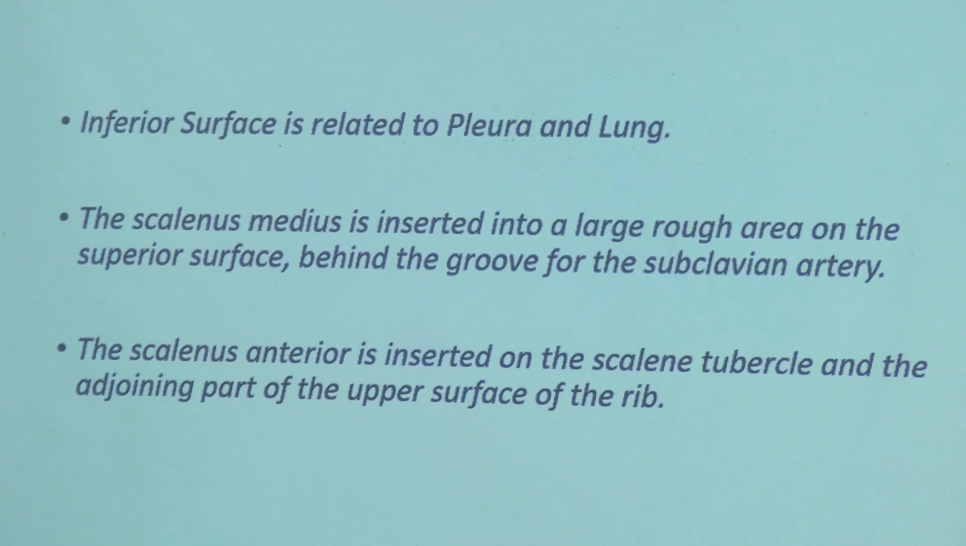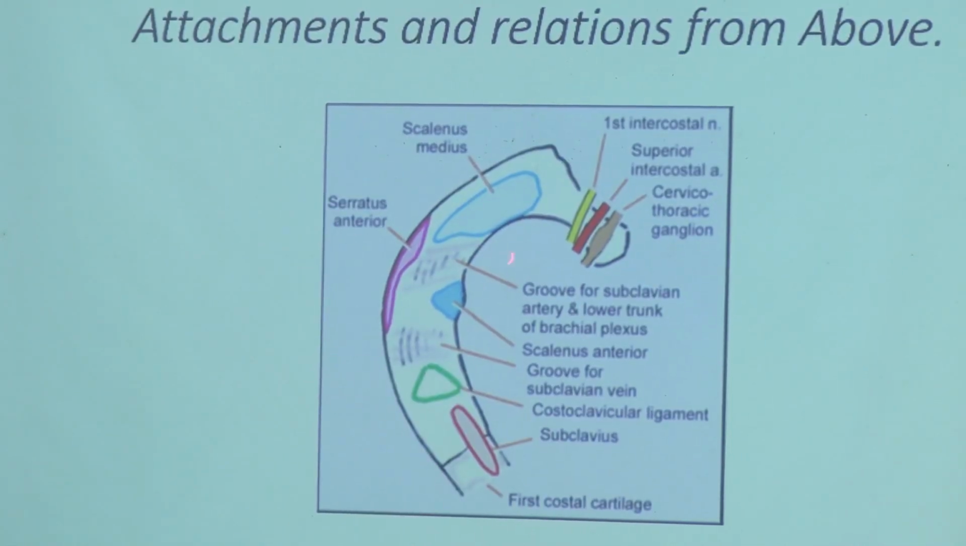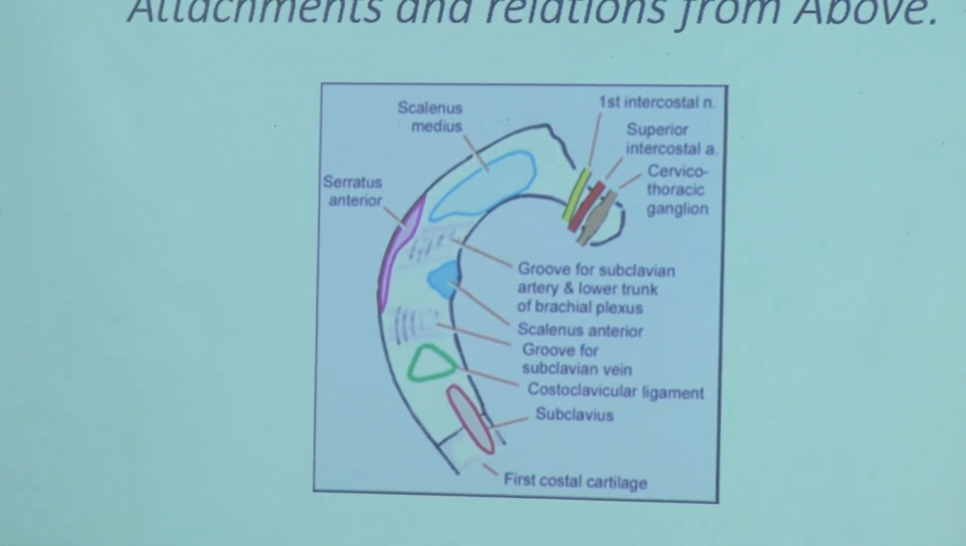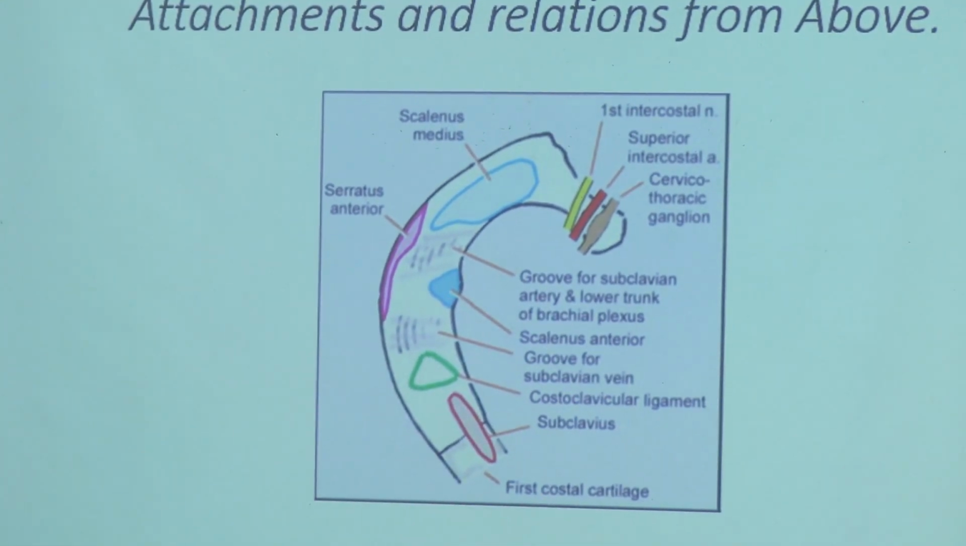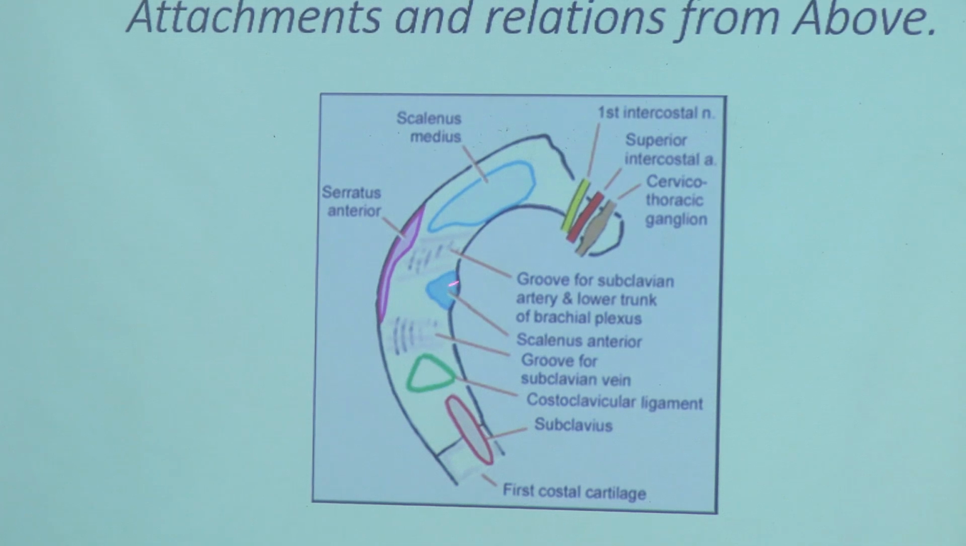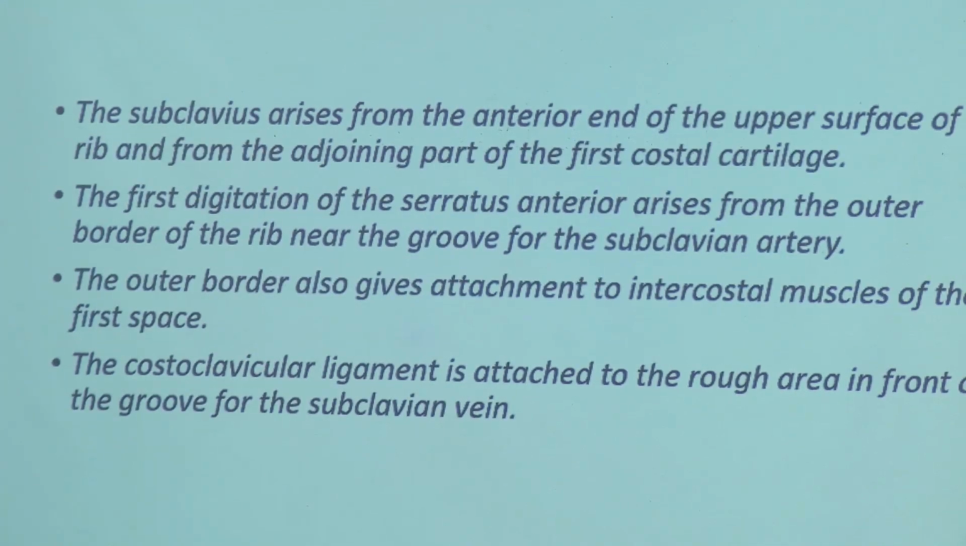Inner border or outer border? Inner border. This one is the groove for subclavian artery. This one is the groove for subclavian vein. This is the scalene tubercle present in the inner border. Which muscle? Scalenus anterior. Now look at this muscle.